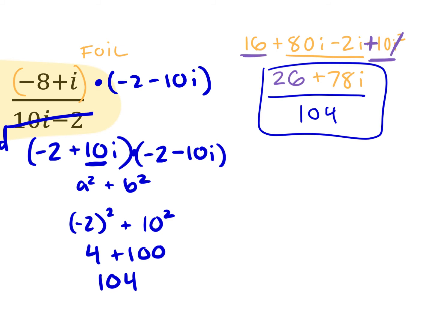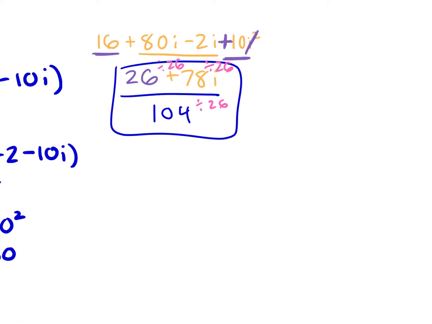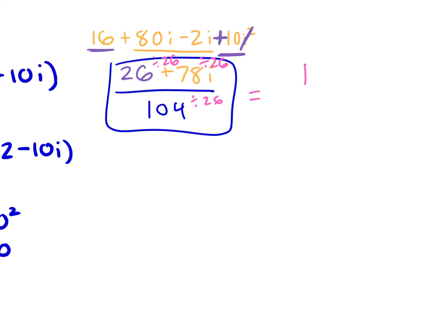Can I simplify this? What goes into 26, 78, and 104? Even better. 26 goes into all of these. So this would be 1 plus 3i over 4.